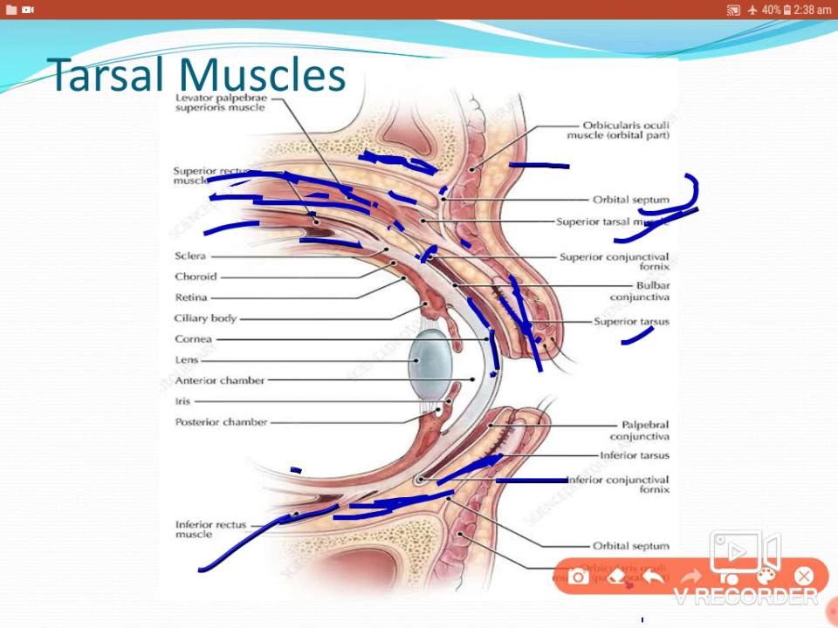Okay, that is not there in this figure. So the action of the orbitalis is protrusion of the eyeball. Moreover, the superior tarsal muscle assists in the elevation of the upper eyelid, the inferior tarsal muscle assists in the depression of the lower eyelid. Okay. Then the nerve supply of these three involuntary muscles is through the postganglionic sympathetic fibers derived from the superior cervical ganglion. Okay.